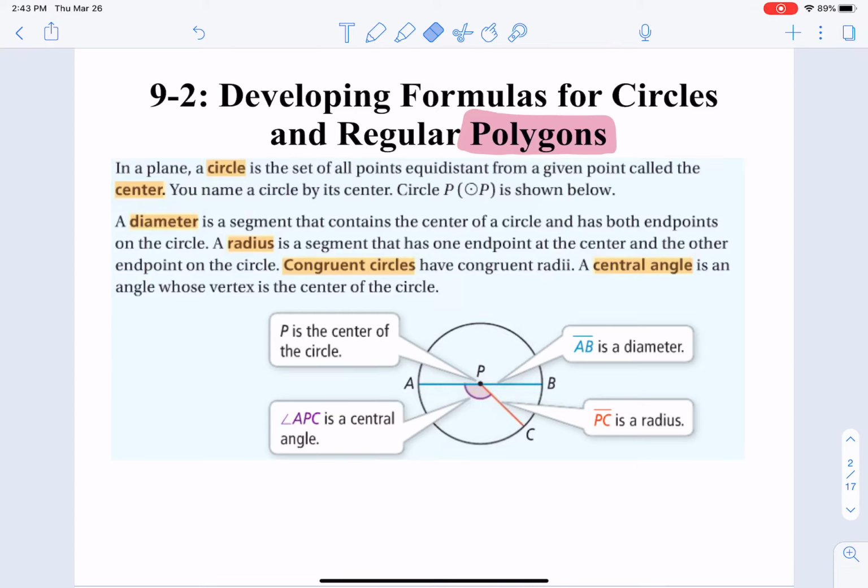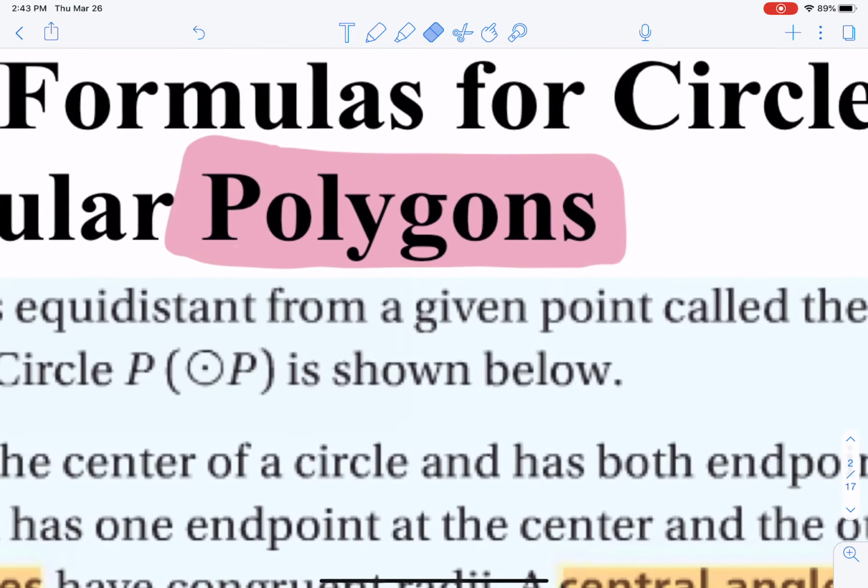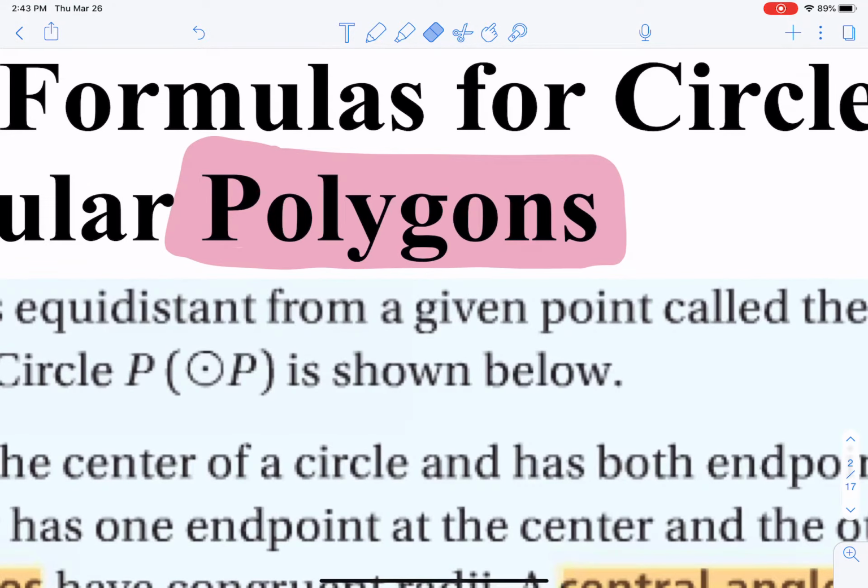Welcome back, guys. We're starting section 9.2, which is looking at formulas of area for circles and polygons. If you recall, we've done triangles, rectangles, parallelograms, kites, a rhombus, we've done trapezoid. I'm trying to think if I'm forgetting any. So we're going to jump into a little bit more difficult ones, circles and polygons. We're going to start with polygons today and just do those.